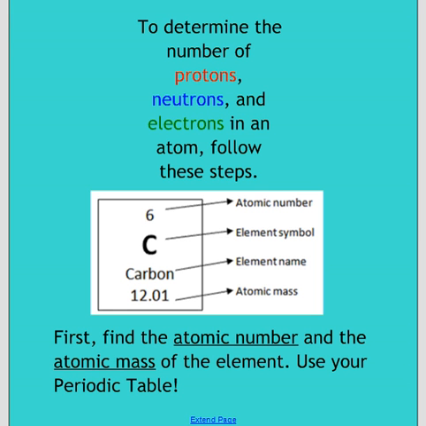So in this picture you can see the example is carbon. So the first thing you would do, if you're looking to find these values for carbon, is find carbon on your periodic table. And when you do, you should find a square with a symbol that looks something like this. You'll see that these squares on the periodic table have an atomic number, the element symbol, the element name, and the atomic mass. You're going to need all of this information to help find your number of protons, neutrons, and electrons. So we'll start by finding the symbol on the periodic table.